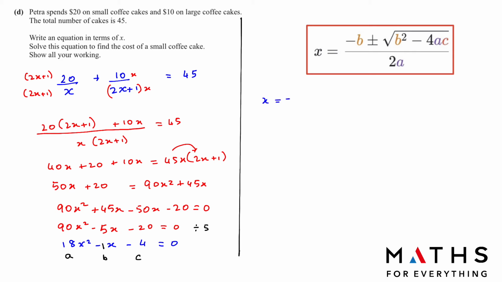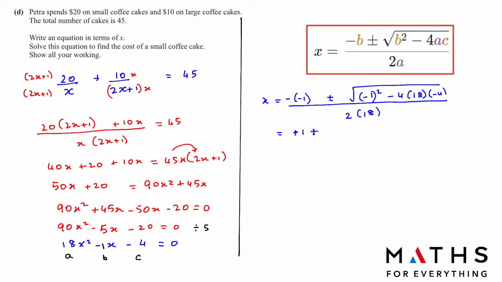Remember, there's already a negative there, and you've got b as negative 1. Put it in a bracket. Now when you are substituting b squared, do not write it like that. Put a bracket and then square it. And c is negative 4. The whole thing over 2 times a, which is 18. This will give us plus 1.